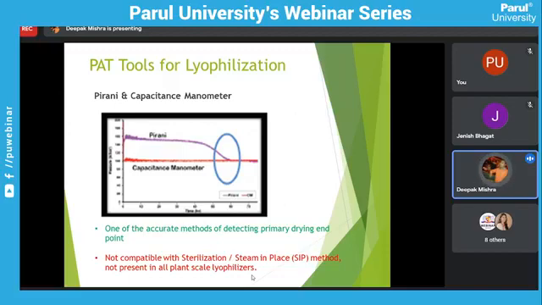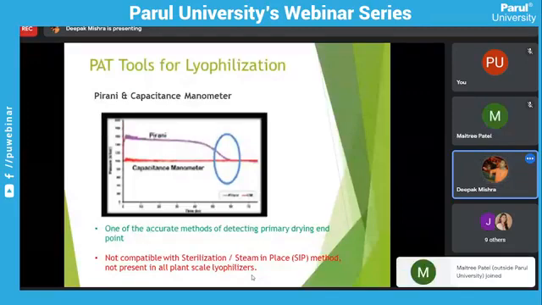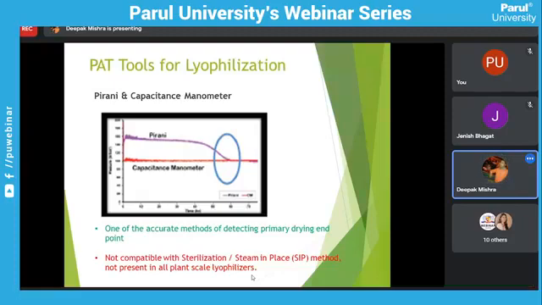Here you can see the Pirani gauge and capacitance manometer. The Pirani gauge measures temperature and the capacitance manometer measures pressure. At one point, the endpoint is called the primary drying endpoint. So we can select the endpoint of primary drying on the basis of the Pirani and capacitance manometer. But it is not compatible with sterilization, meaning steam in place, the SIP method. So it is not present in all plant-scale lyophilizers.